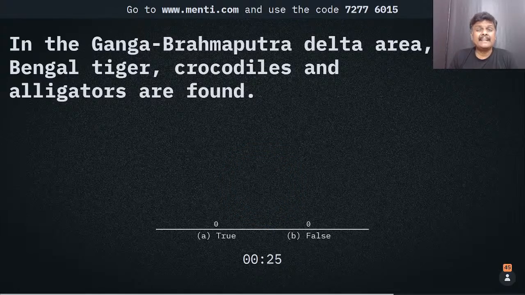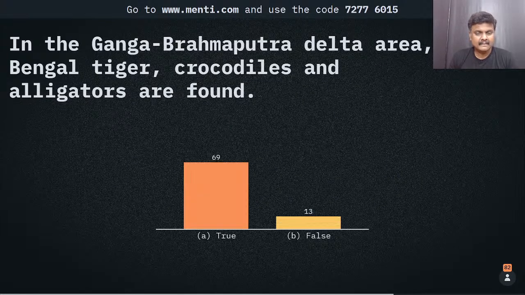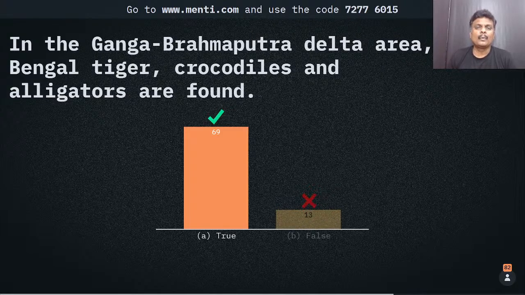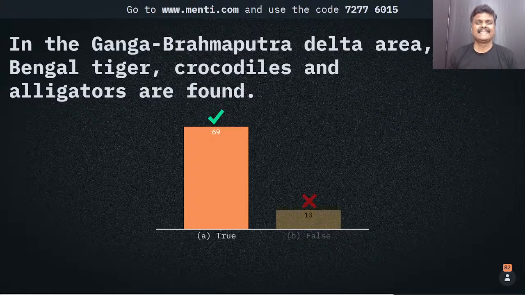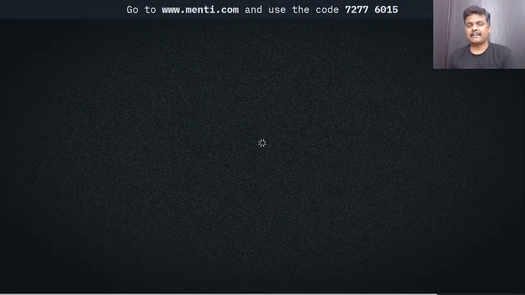Kanwaljit, in the Ganga Brahmaputra Delta region, Bengal tigers, crocodiles, alligators are found. Is it true or false? The Delta region, Ganga Brahmaputra, the largest delta, right? Do you really find Bengal tigers, crocodiles, alligators? True or false? True. Yes, guys, we know these are the treasures of India. The fauna found in that region.